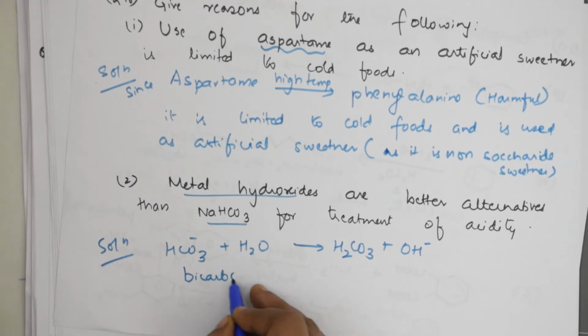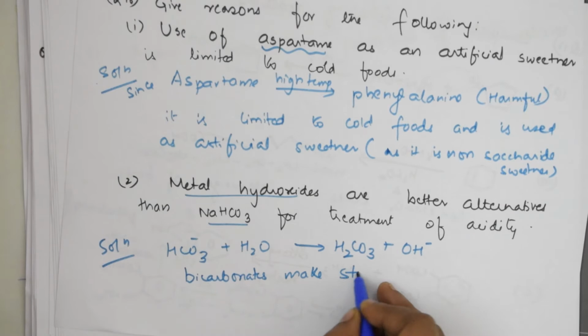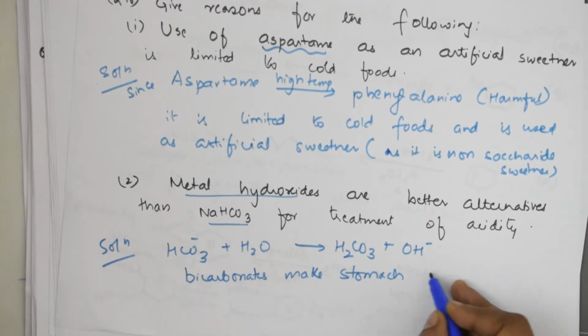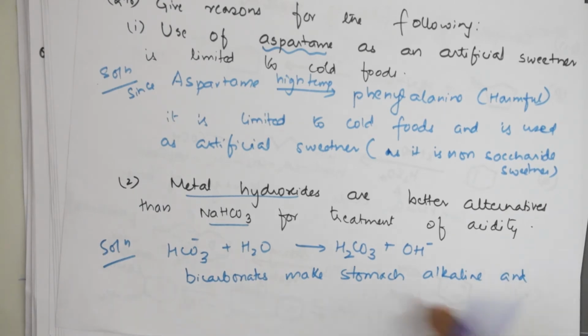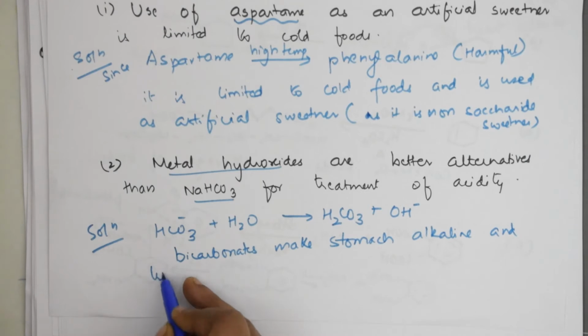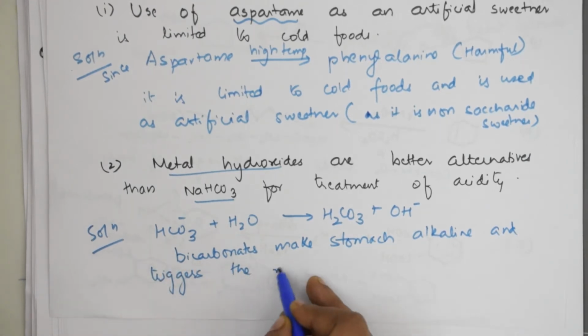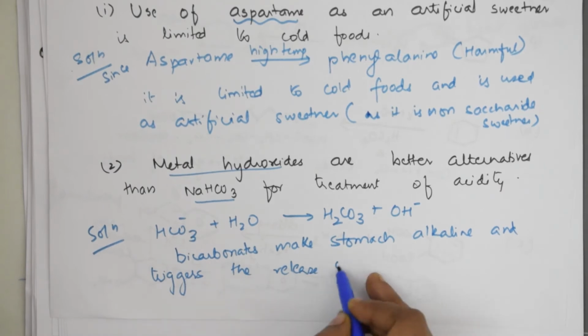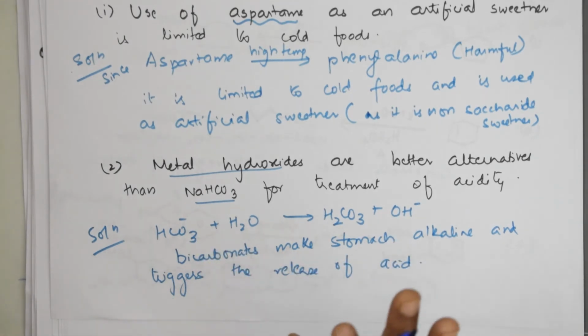bicarbonates make stomach alkaline in nature because of release of OH minus. And what does it do? It triggers, means it will activate the release of stomach acid, HCl. So that is the reason we are not using bicarbonates.